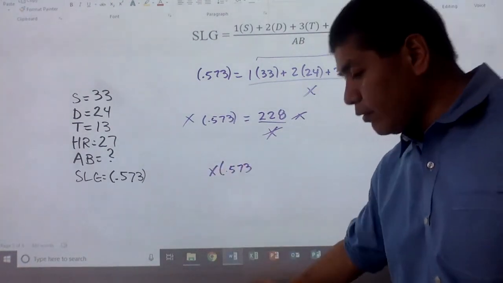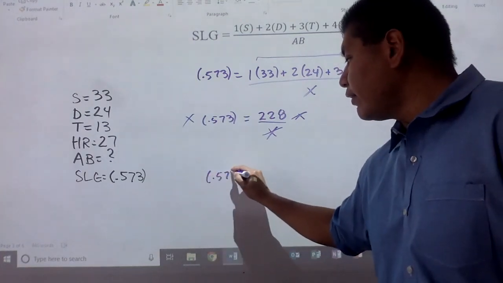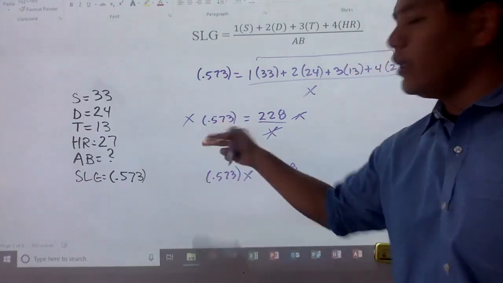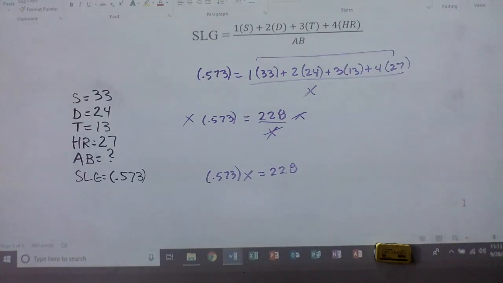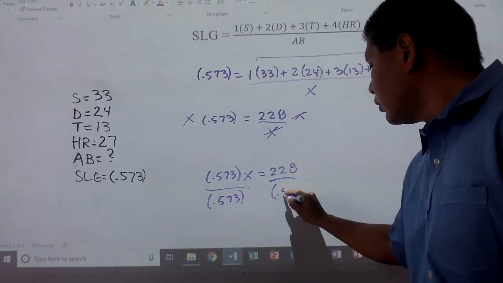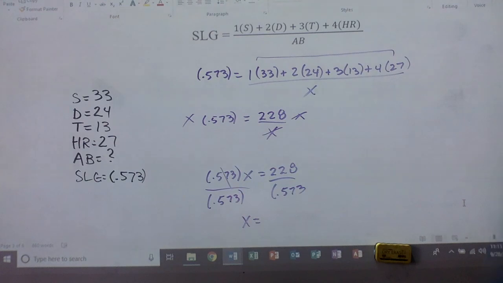0.573. Or let me put it in a different way that is familiar to all of you. 0.573 x equals 228. These two can be moved around. They're just being multiplied. At that moment, I've done this before. A number next to a letter is being multiplied. The opposite of multiplication, division. Always divide by the number next to that letter. X equals. You just gotta put that in the calculator.